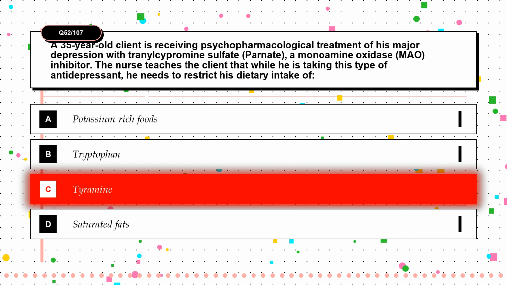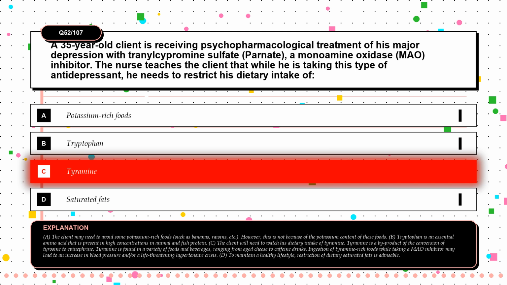The correct answer is option C. Tyramine. The client may need to avoid some potassium-rich foods such as bananas, raisins, etc. However, this is not because of the potassium content of these foods. B. Tryptophan is an essential amino acid that is present in high concentrations in animal and fish protein. C. The client will need to watch his dietary intake of tyramine.